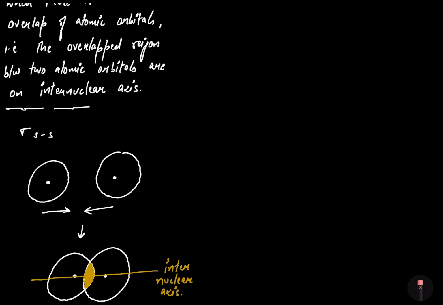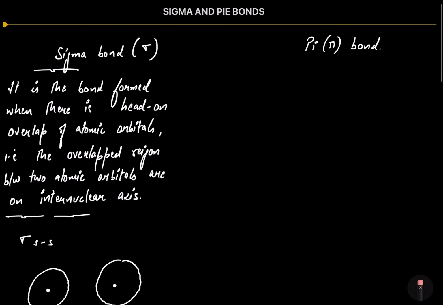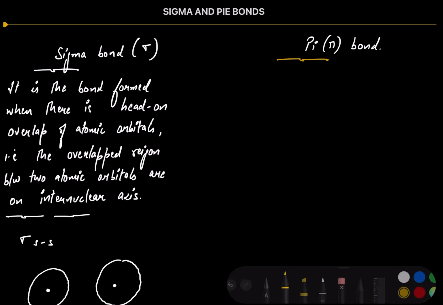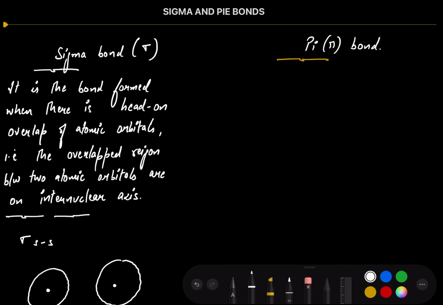Now let's talk about the pi bonds. What are pi bonds? It is a bond formed when there is sidewise or the lateral overlap of the atomic orbitals and the overlapped region is perpendicular to the internuclear axis.